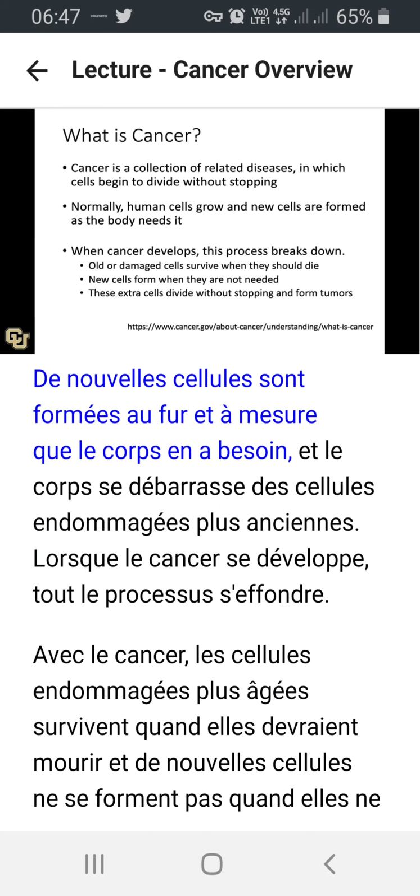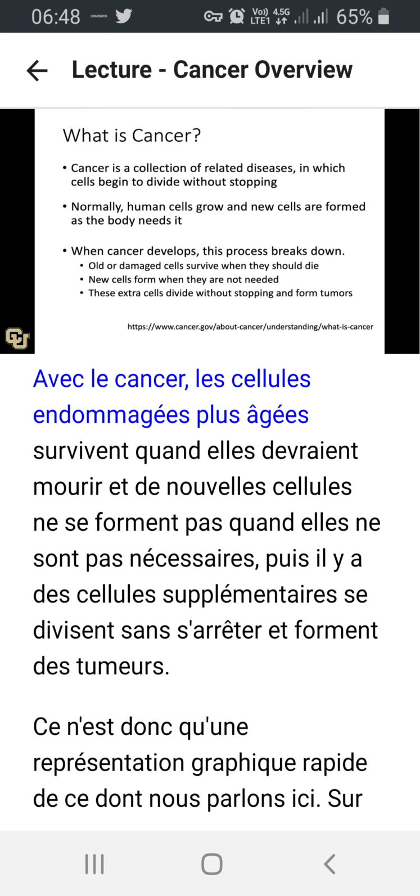New cells are formed as the body needs them, and the body gets rid of older damaged cells. When cancer develops, that whole process breaks down. With cancer, old or damaged cells survive when they should die off, and new cells end up forming when they're not needed. And then those extra cells divide without stopping and form tumors.